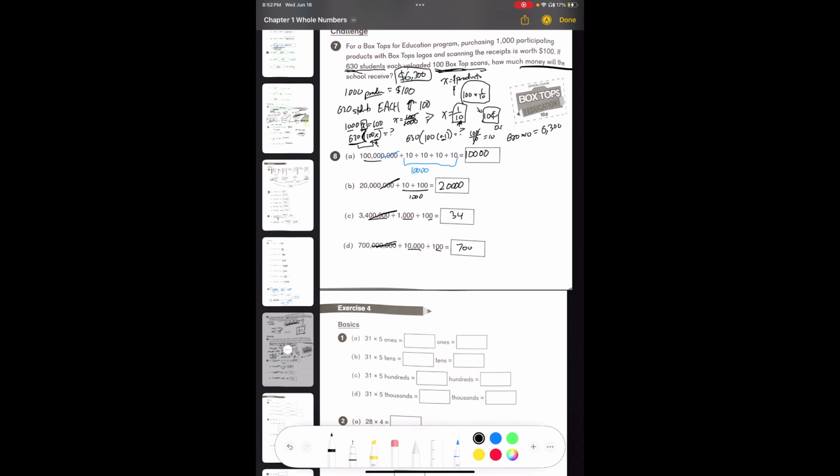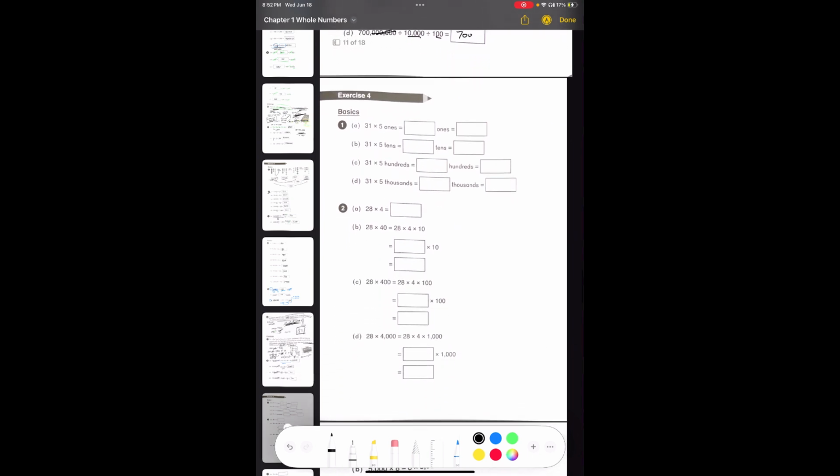Alright, so this is the answer for number 8. This is the answer because you count how many zeros you have and cross them out. Alright, now we're going to move on to multiplication.